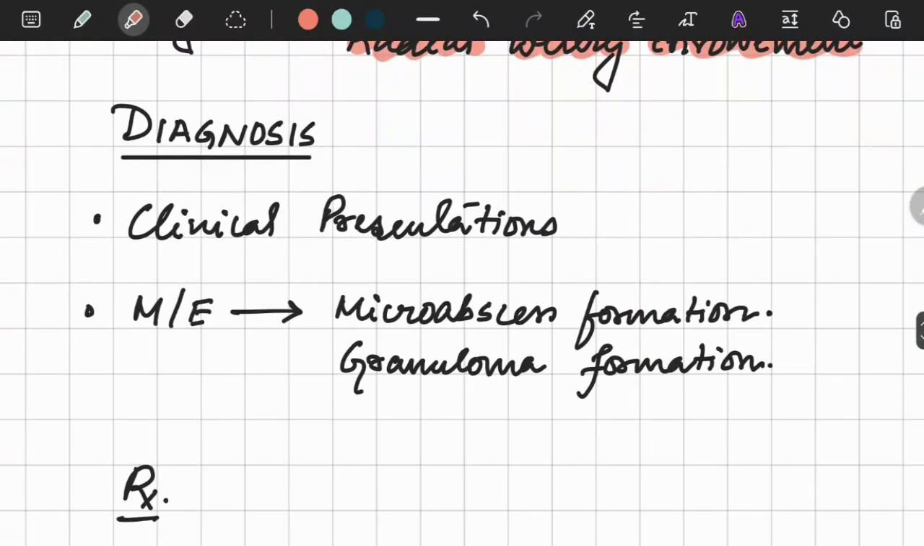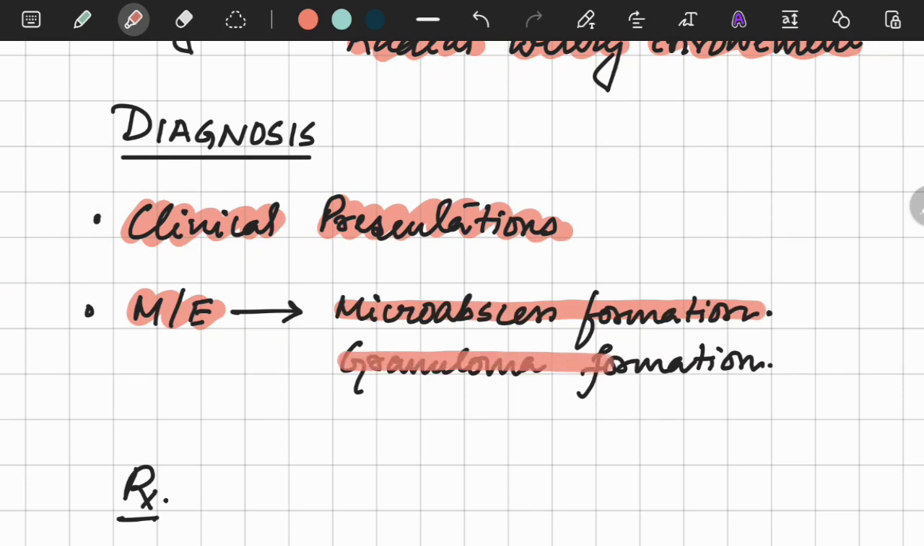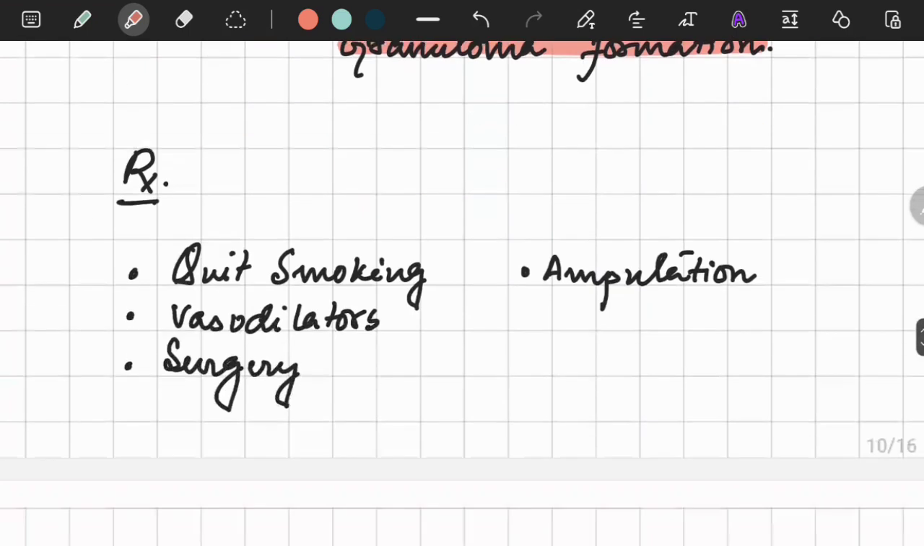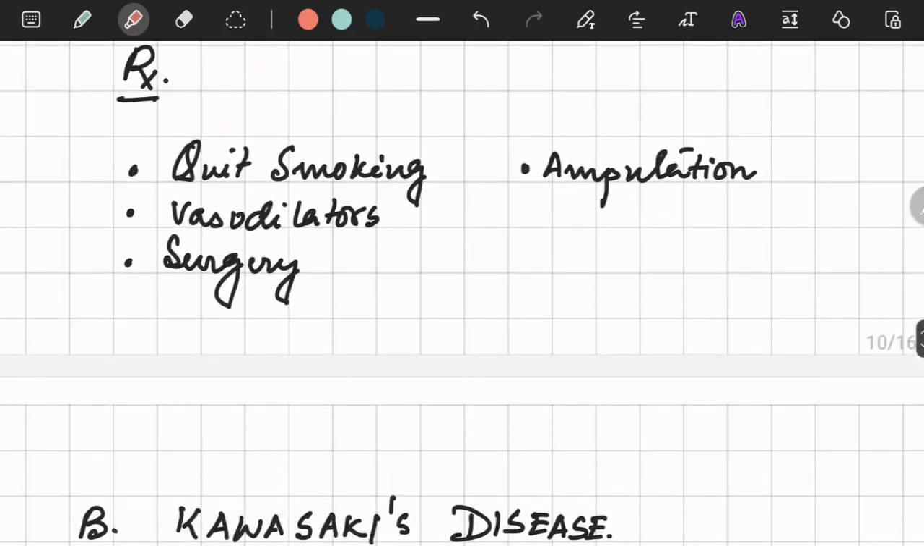Now let us talk about the diagnosis. Mostly it is diagnosed by the presenting clinical manifestations, but microscopic examination shows microabscess formation and granuloma formation as well. Now let us talk about the treatment plans. We shall first advise the patient to quit smoking. There might be a need for amputations, vasodilators can be used, and surgery turns out to be the last option.